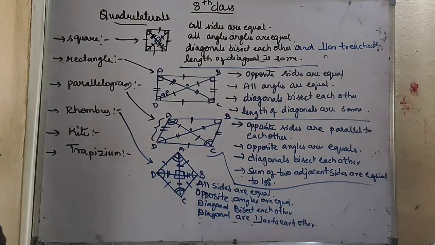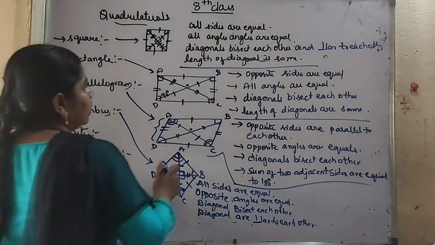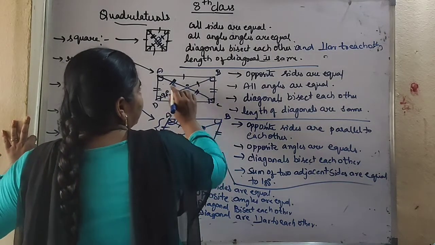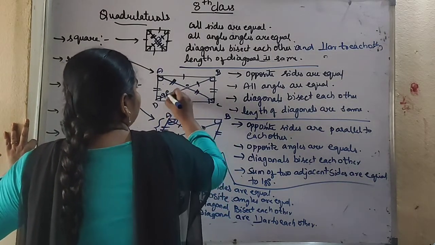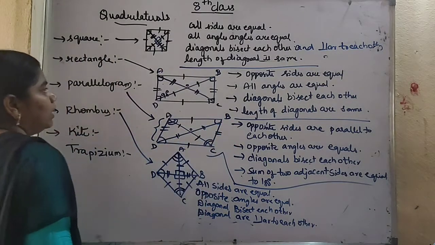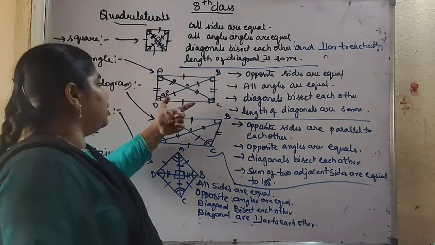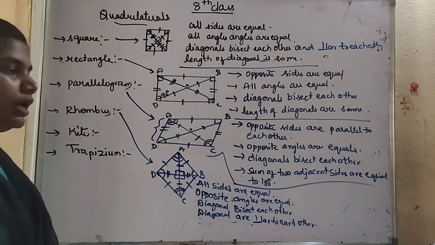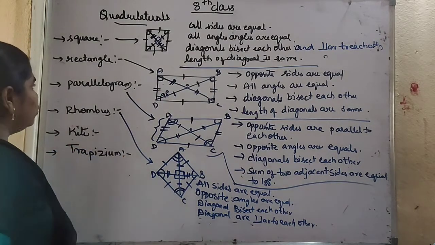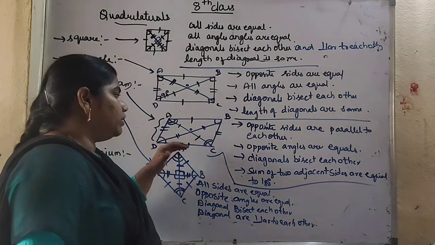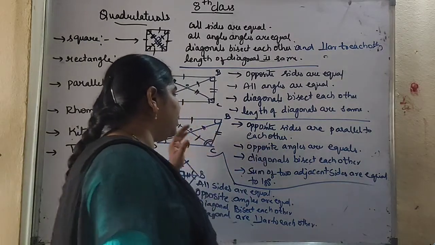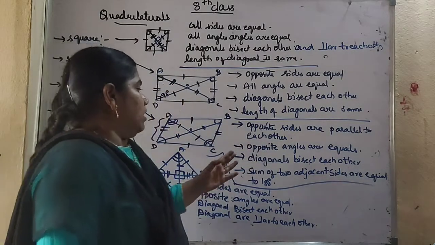Next, if you come to rectangle, opposite sides will be equal. All the angles will be equal, diagonals bisect each other, and the length of the diagonal will be equal. And the sum of any two adjacent sides will be equal to 180. Okay, so if you come to parallelogram, in this parallelogram, opposite sides will be parallel to each other.